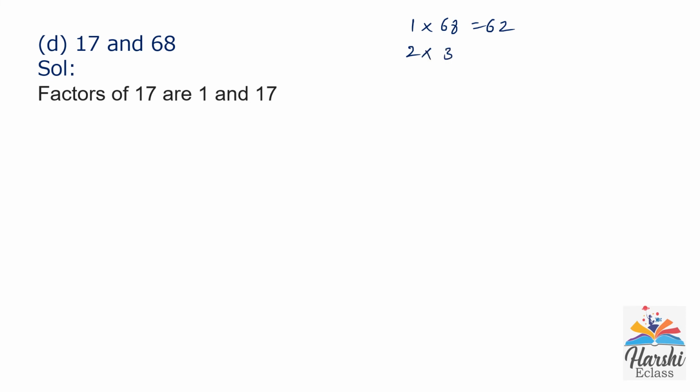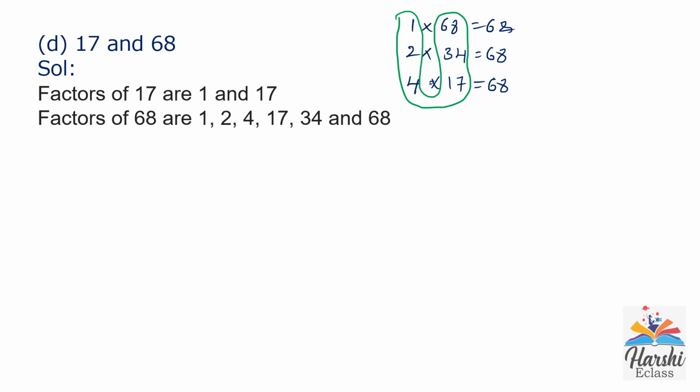1 68s are 68. 2 34s are 68. 4 17s are 68. Next, 17 4s are 68. So the factors of 68 are 1, 2, 4, 17, 34 and 68.